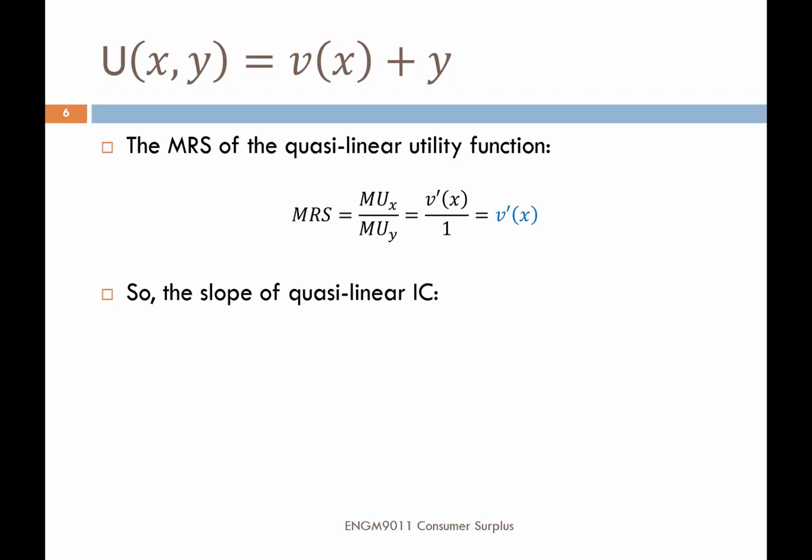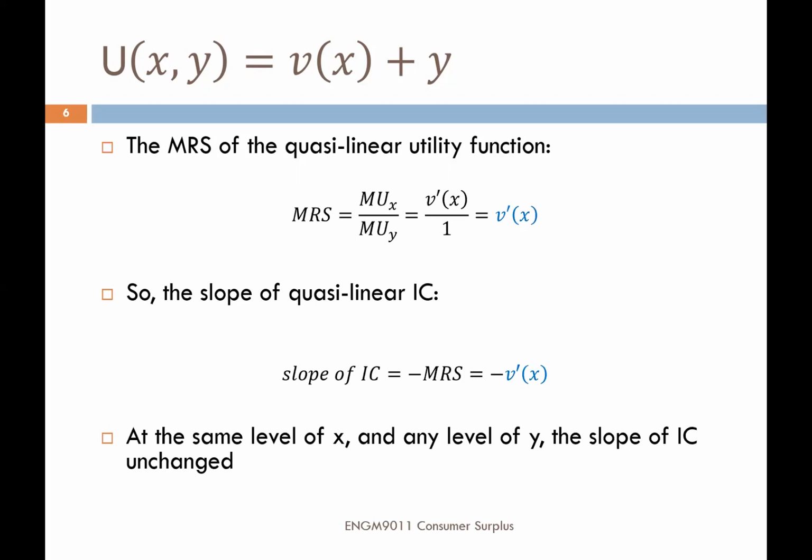Okay, so what does that tell us about the slope of the quasi-linear indifference curves? Well, remember, the slope of the indifference curve is the negative of the marginal rate of substitution, so it's just minus v prime X. If we keep X at the same level, say X equals 10, then the slope of the indifference curve is unchanged no matter what the value of Y is. So every bundle with X equals 10, say X equals 10 and Y equals 10, or X equals 10 and Y equals 20, or X equals 10 and Y equals 10 billion, doesn't matter. All of those bundles will have the same slope of the indifference curve at that bundle.